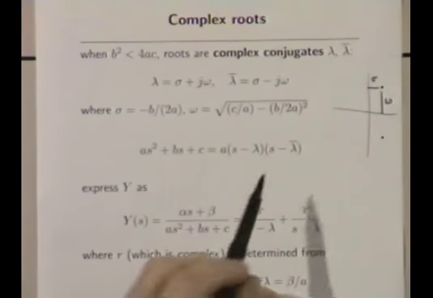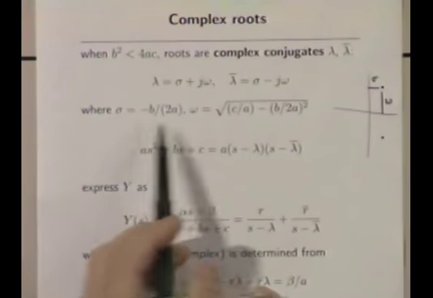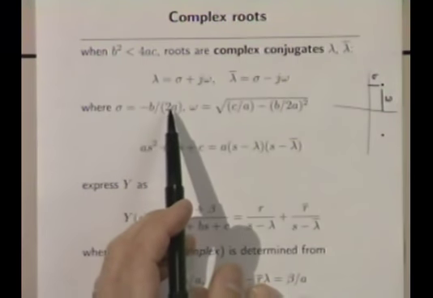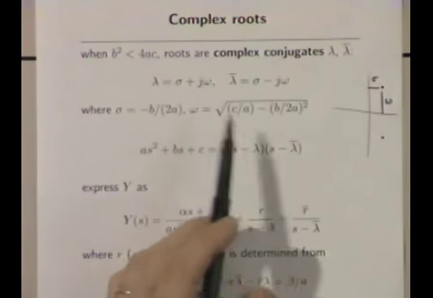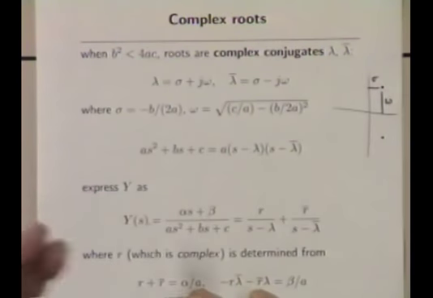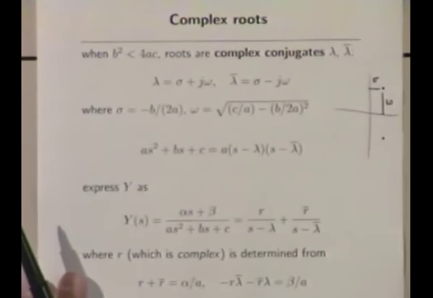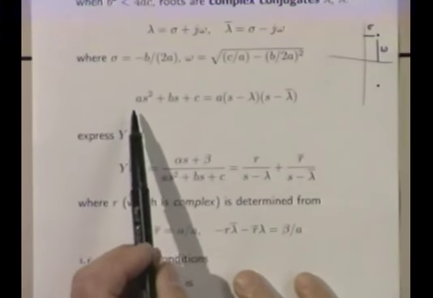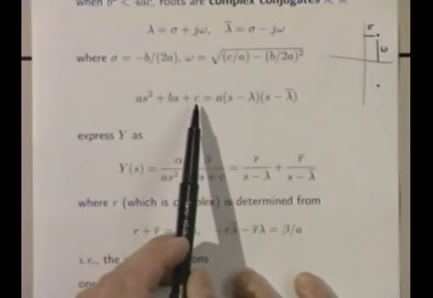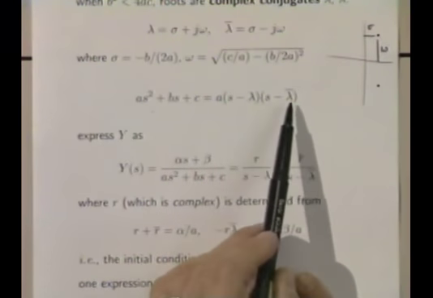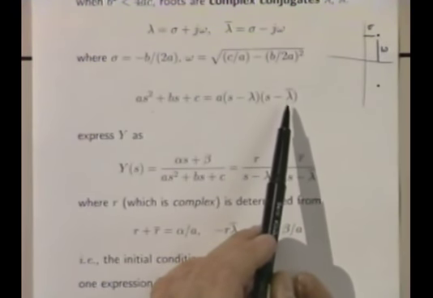Okay, so there's lots of ways to work out what these are. For example, sigma is minus b over 2a, and omega is basically the square root of b squared minus 4ac with the 2a in the bottom. You can write that this way if you like. You can also write it out this way, that as squared plus bs plus c is a times s minus lambda times s minus lambda bar, where that's the conjugate. So that's the other way.